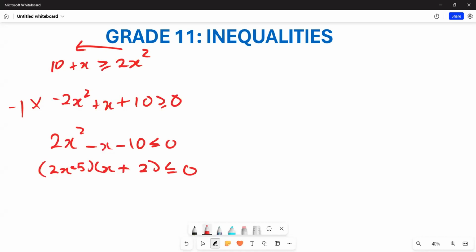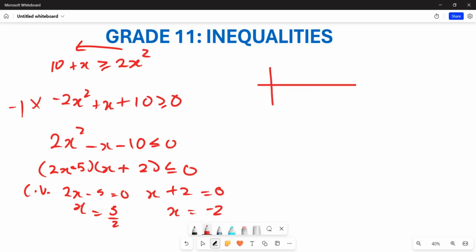Then you are going to come back and find the critical values of x. What are going to be the critical values of x? This is going to be when 2x minus 5 is equal to 0, or when x plus 2 is equal to 0, which means x is equal to 5 over 2, or x is equal to negative 2. These are going to be your critical values. Then you come back here and say this is the same as your negative 2 and also your 5 over 2.